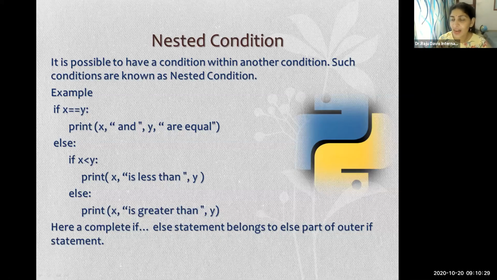One condition inside another condition. So you can see here one condition is there, else. Else is an example of a condition. So inside that else, you have another condition. Okay? Else is a type of condition, isn't it? Not only if is an example of a condition, else is also an example of a condition. And inside else, you have another set of conditions. So this is an example of a nested condition.